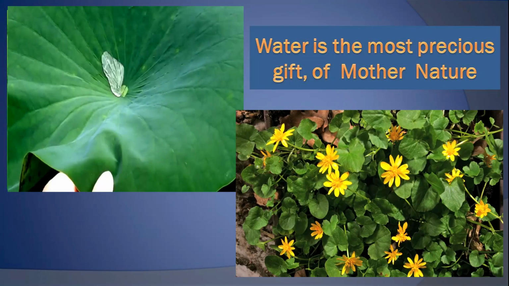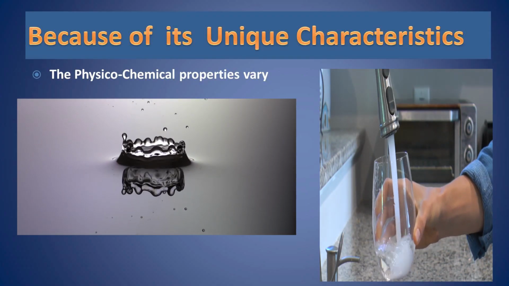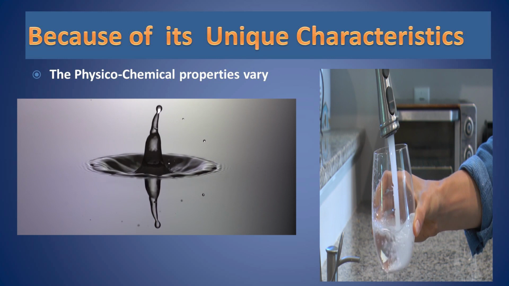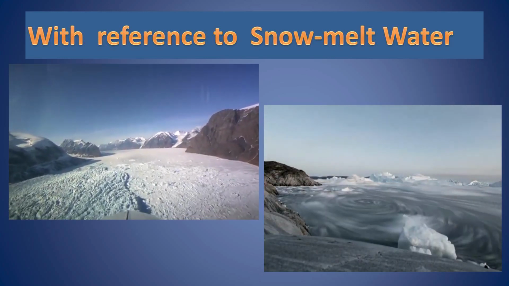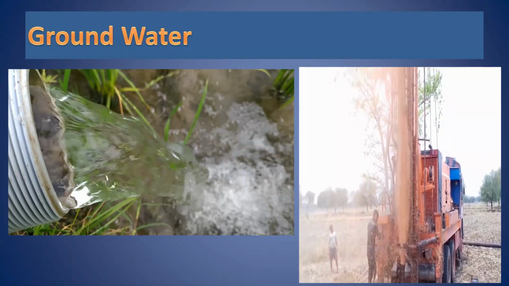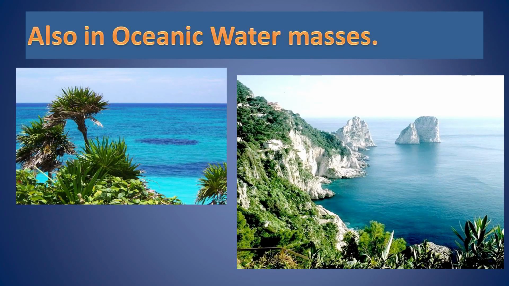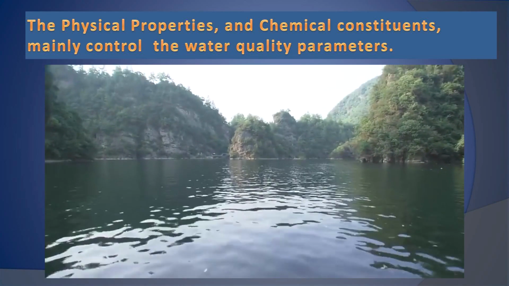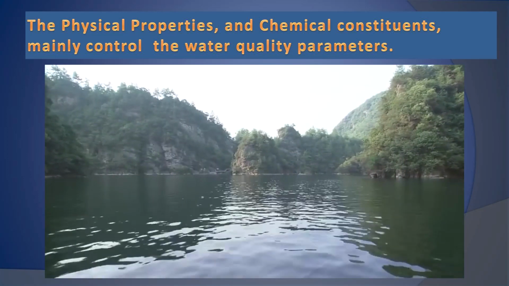Water is the gift of Mother Nature. It is a universal solvent. Because of its unique characteristics, the physico-chemical properties vary with reference to snowmelt water, river water, lake water, groundwater, estuarine waters in coastal areas, and also in oceanic water masses. The physical properties and chemical constituents mainly control the water quality parameters.